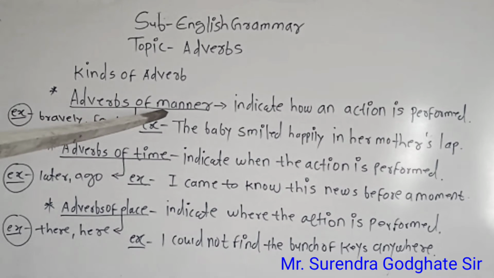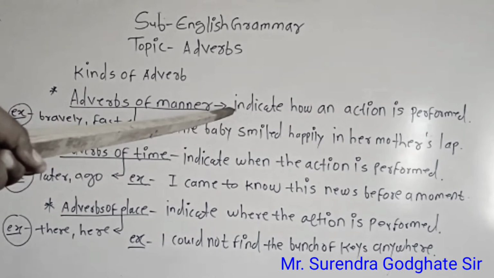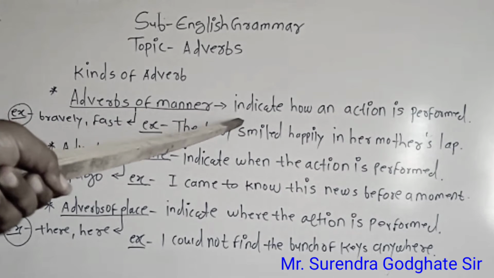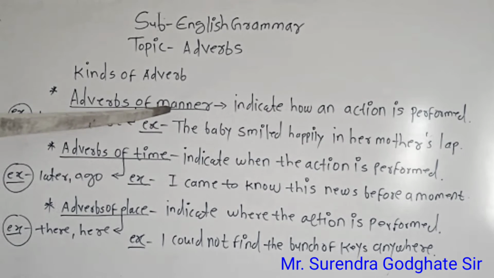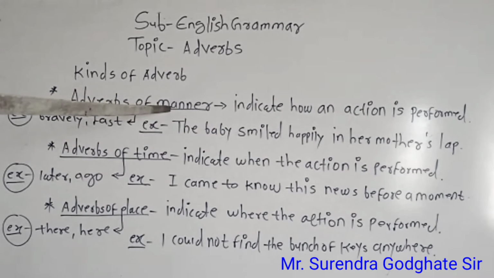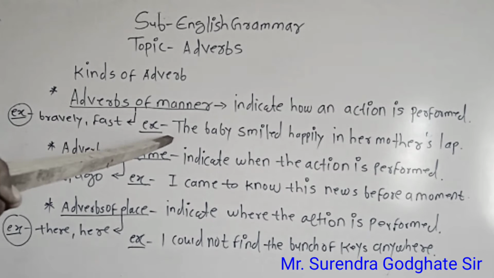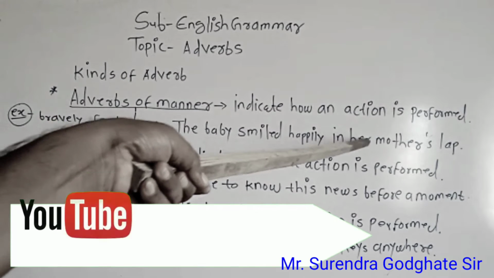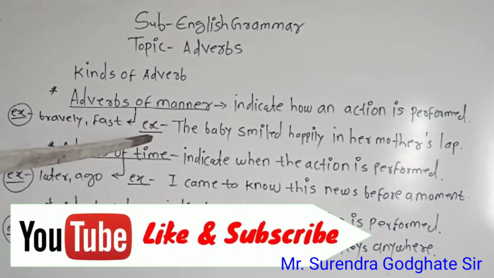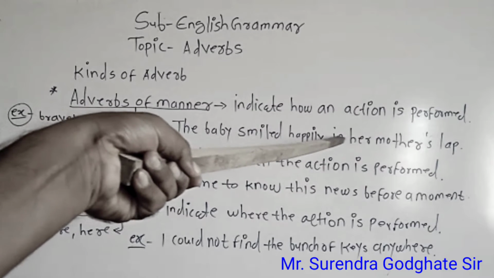So pay attention. Adverbs of manner indicate how an action is performed. Students, pay attention. Adverbs of manner indicate how an action is performed. मतलब action जो है, it means that the action is performed in some specific manner. So here an example we can see: the baby smiled happily in her mother's lap.